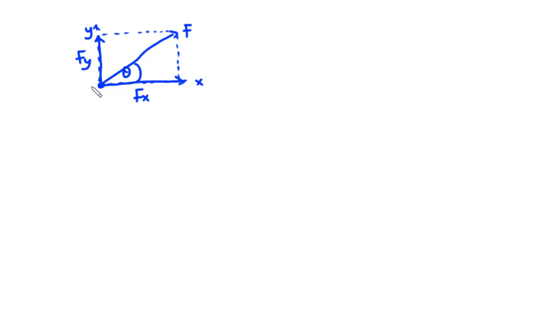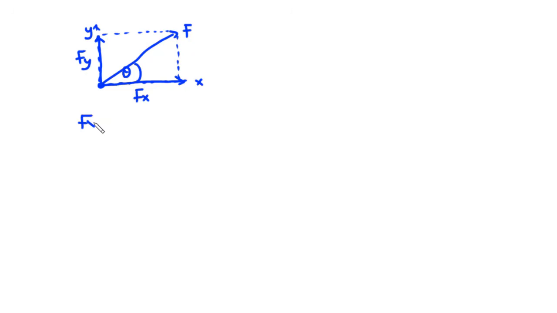So let's consider a force, say F, acting at an angle of theta degrees to the positive x-axis. Now from the force, let's draw a line parallel to both the x and y axis. Now the force acting along the x-axis is called Fx, that is the horizontal component of the force F. And the force acting along the y-axis is called the vertical component of the force F.